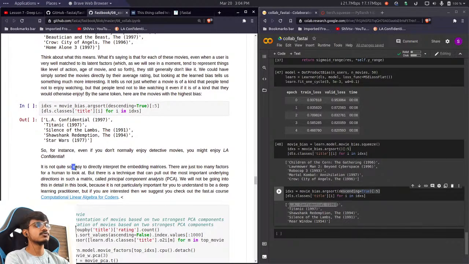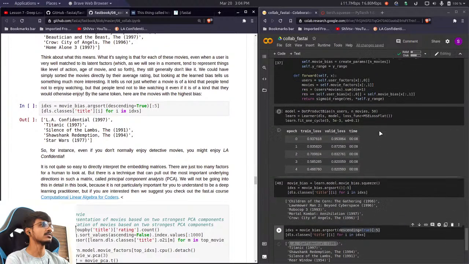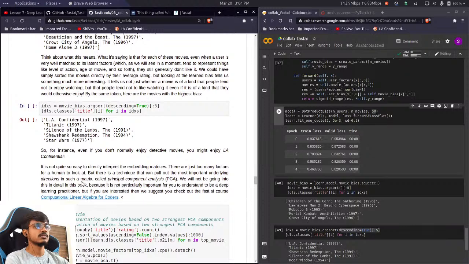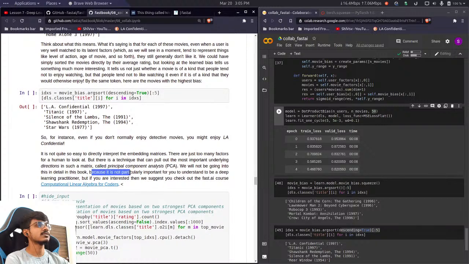It is not quite so easy to interpret the embedding matrices. There are just too many factors for a human to look at, because we have 50 factors in total selected. But there is a technique that can pull out the most important underlying directions in such a matrix, called principal component analysis, PCA. We will not be going into this in detail in this book because it is not particularly important for you to understand to be a deep learning practitioner, but if you are interested, then we suggest you check out the fast.ai course Computational Linear Algebra for Coders.